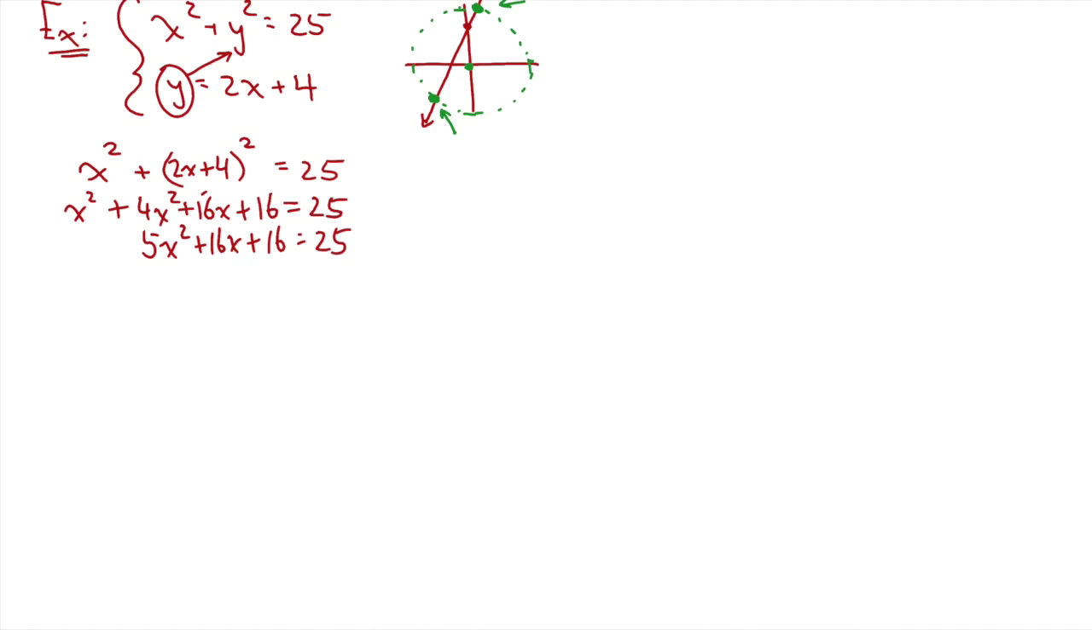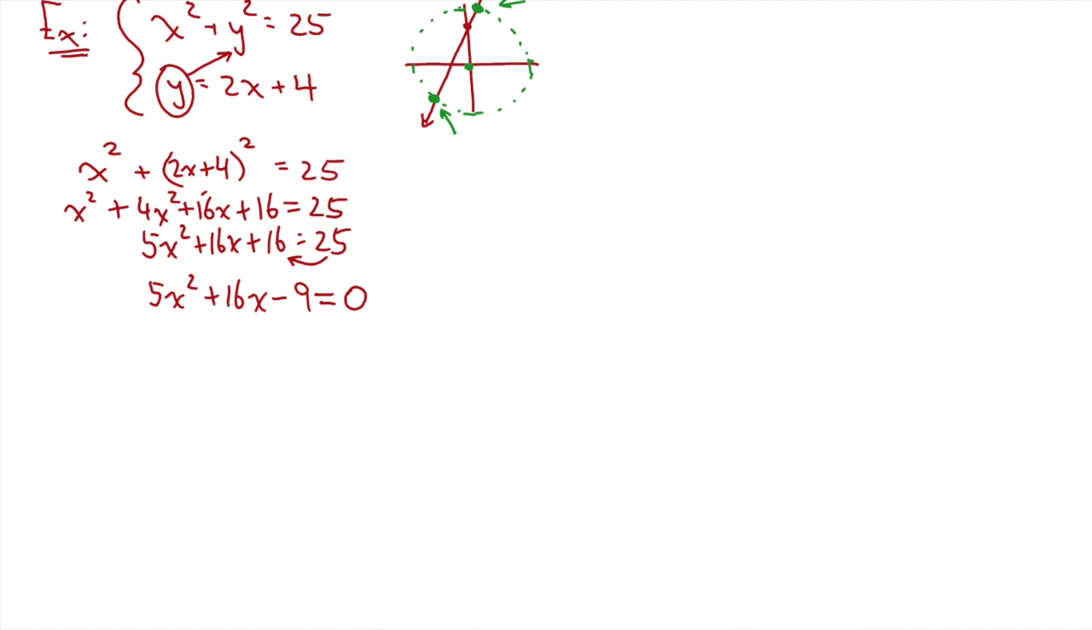Then what? I'm not sure I'd want to subtract 16. What kind of equation is this? It's quadratic. You want to get it equal to 0. So if I subtract the 25 this direction, we're going to get 5x squared plus 16x minus 9 is equal to 0.